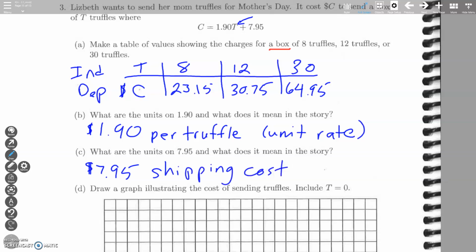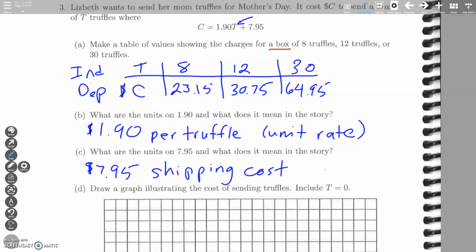Right? It could be. To me, that makes sense, that could be the shipping cost. So $7.95 could be the shipping cost, and the $1.95 is the cost per truffle. So how much does it cost to ship a box? Well, $7.95 is what it would cost for that. Then we pay the additional for truffles.